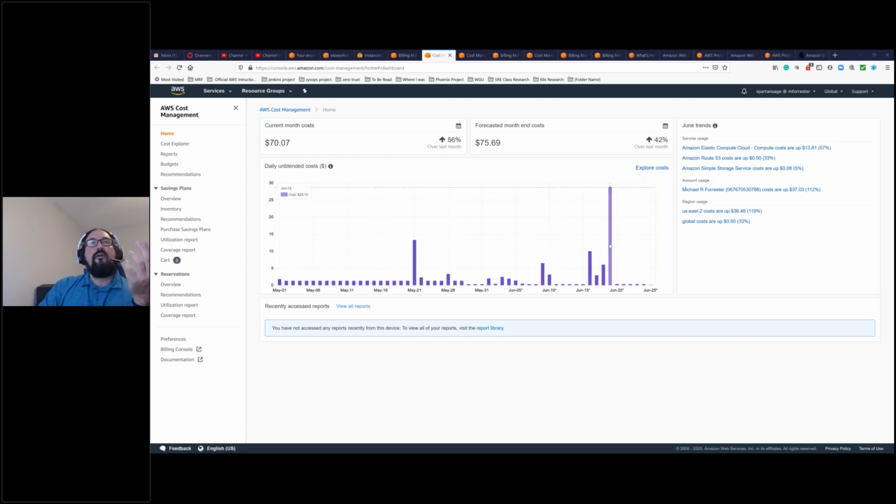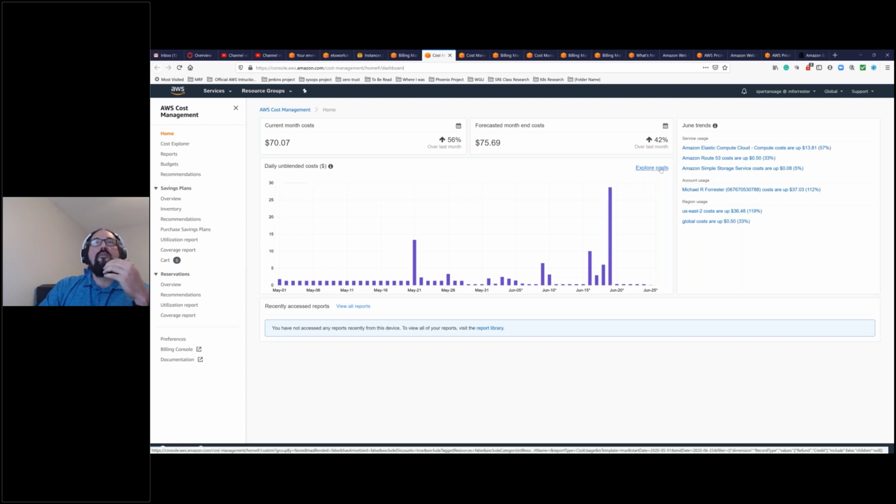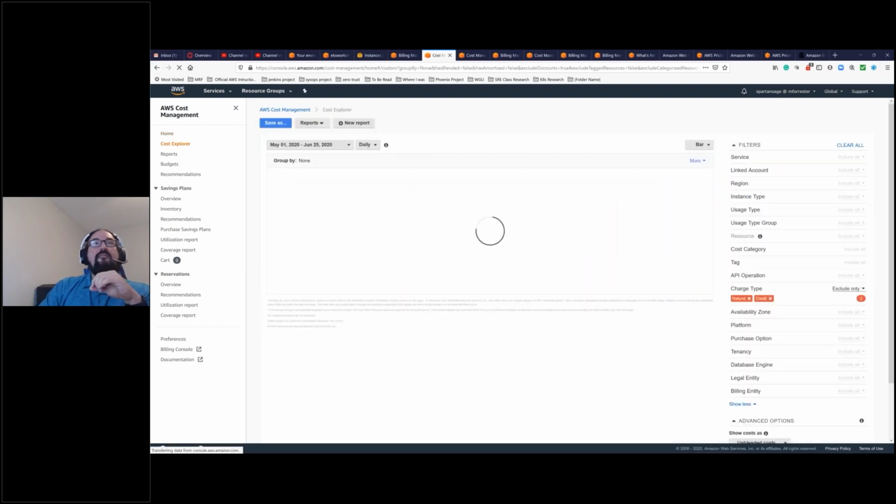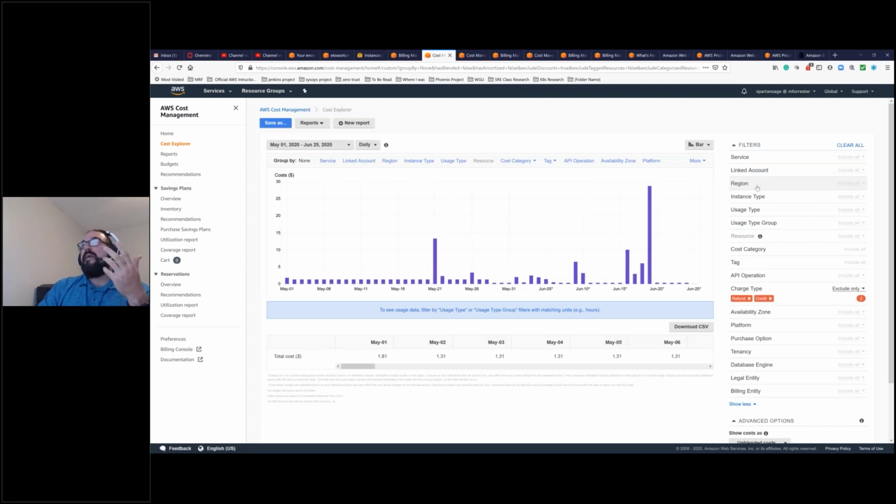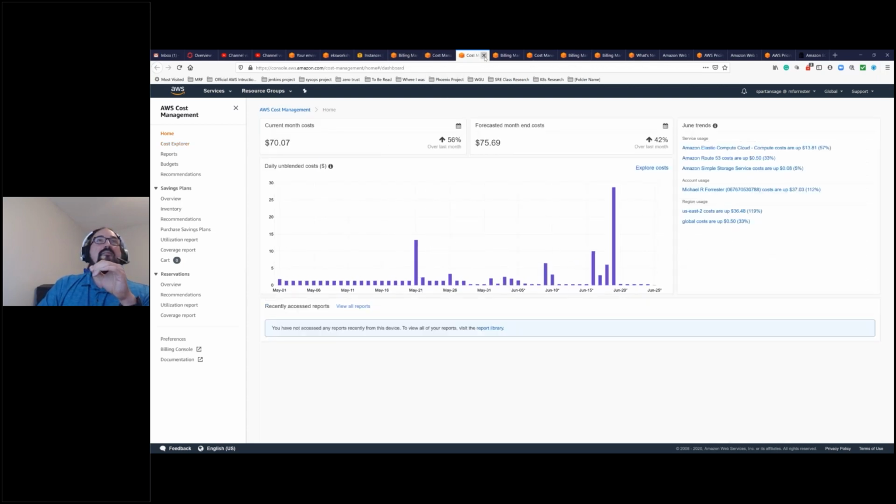But the Cost Explorer allows you to have an interactive graph where you can click around and explore costs, right? If you want to dive into different pieces, I can break it down by region. I can break it down by usage type. This is a fully interactive dashboard that allows you to dive into your costs. If you have not clicked into this in your account and you care about costs, you want to do that. So that's Cost Explorer.